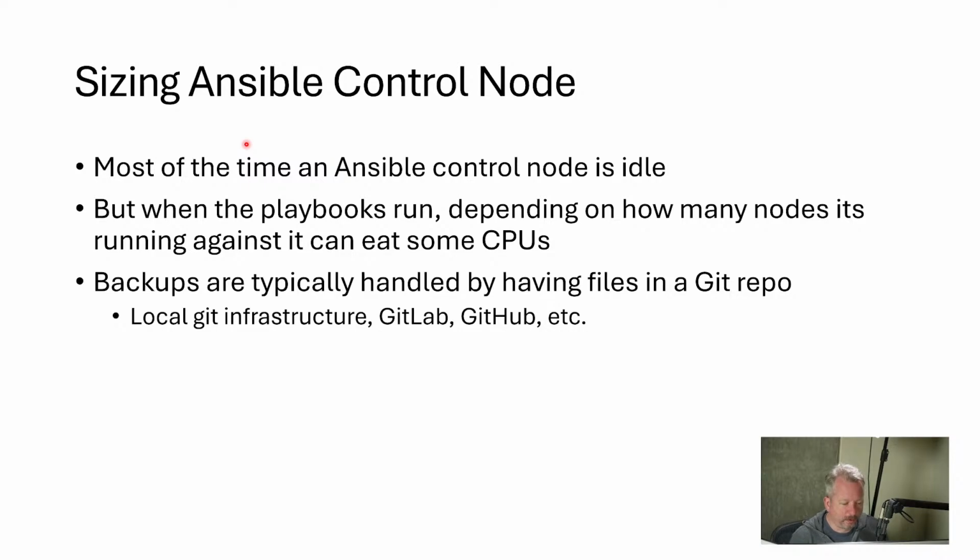Sizing the control node. Most of the time, the Ansible control node is idle. So the thing that runs Ansible is just sitting there waiting for you to run a playbook. So it uses up very little memory, very little CPU, very little disk I/O. Even when we're running it, it can spike the CPU a little bit, but it's not usually too bad. I usually don't do more than 8 virtual CPUs for a Linux control node, but you can do it that way.